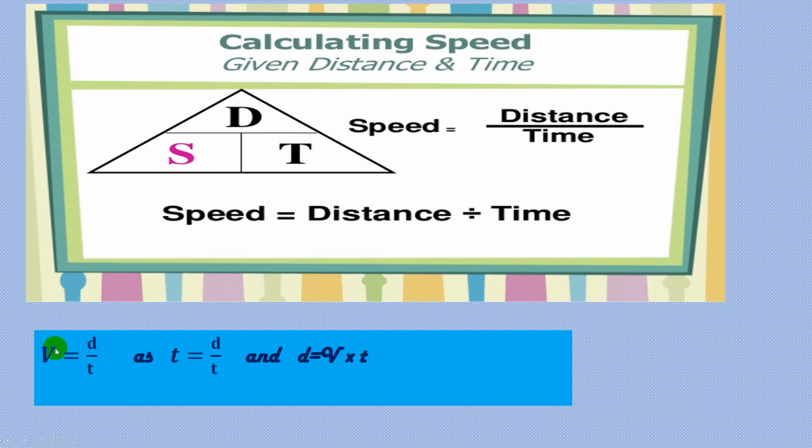Okay, what happens if the amount of speed is equal to the amount of distance? It means that the time equals 1. So if the amount of speed is equal to the amount of distance, it means this value equals 1. So again, if the speed is equal to the distance, it means that the time equals 1. Okay, let's go back to the slide.